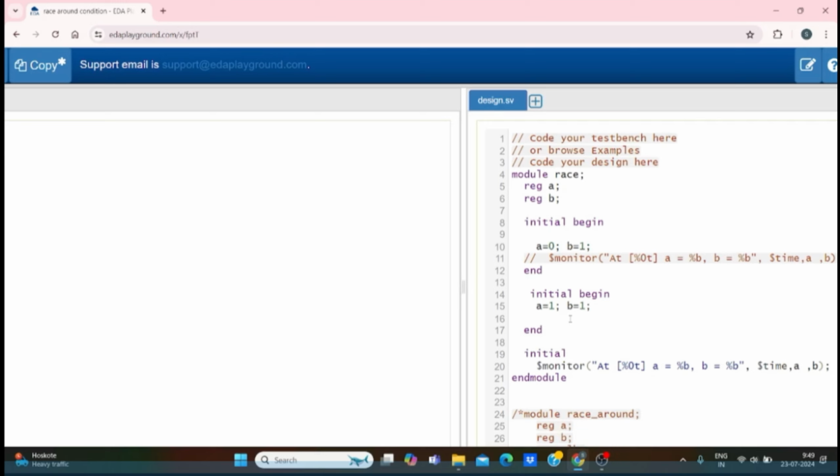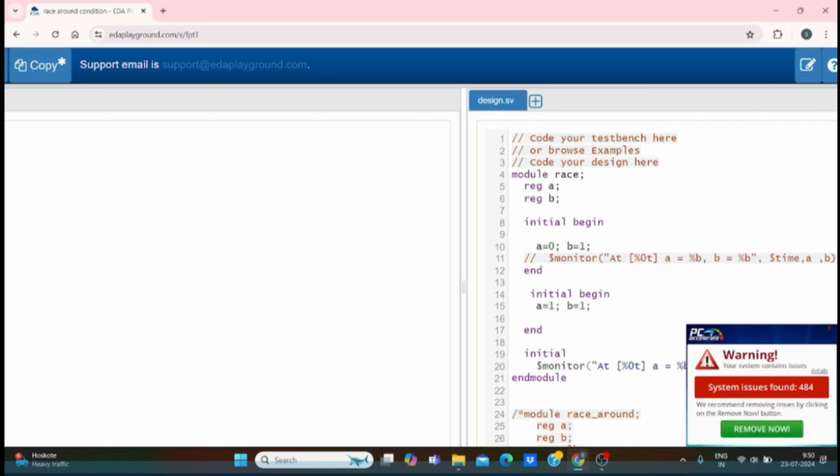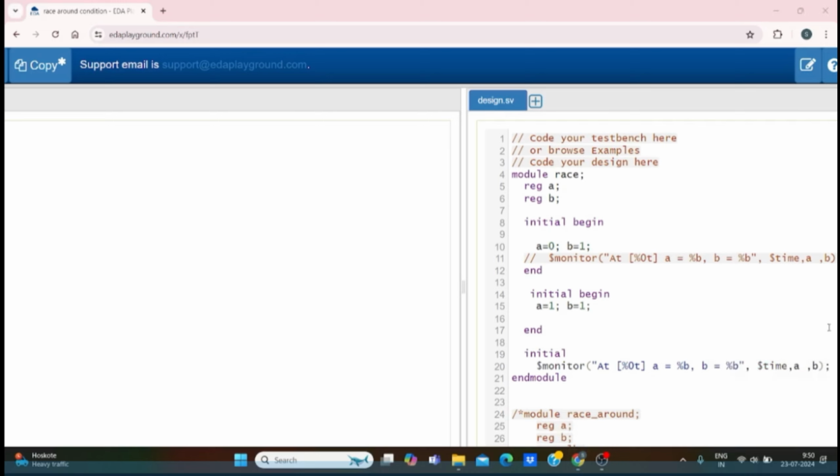So what is this race around condition? It is where the simulator gets confused about whether it has to perform the read operation or the write operation, because you are performing both read and write at the same time. So the simulator gets confused, and then it will reject one of the operations and perform the other. This is called race around condition.